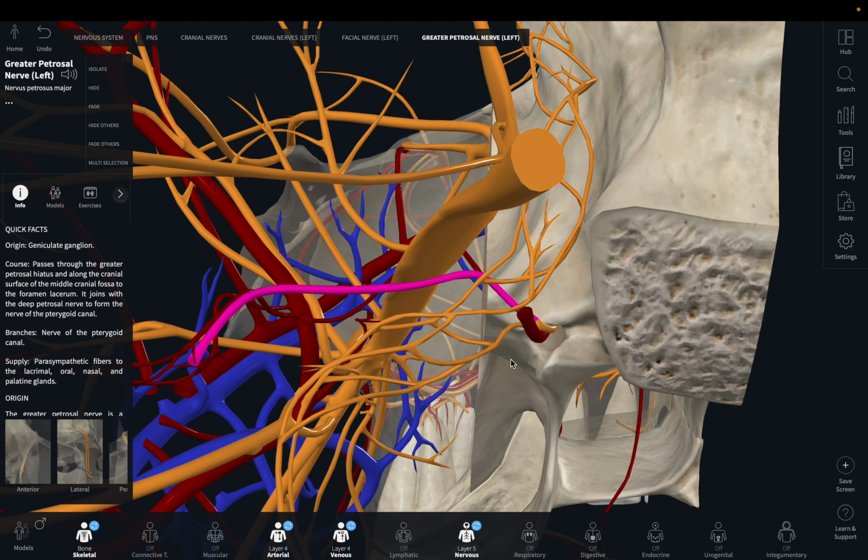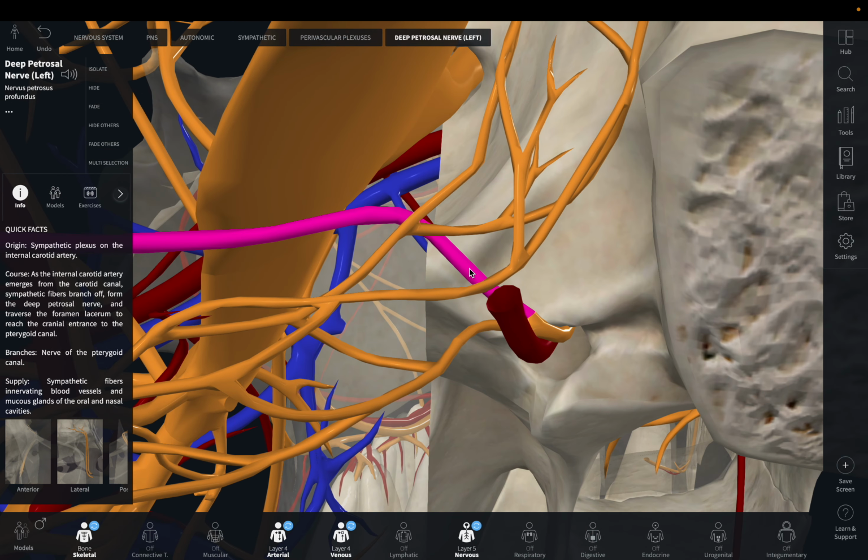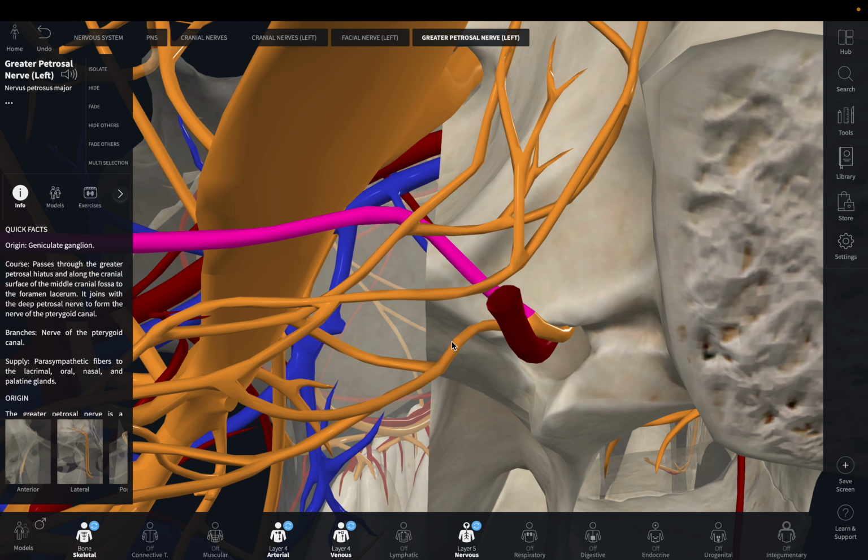It provides parasympathetic innervation, and it synapses within the pterygopalatine ganglion. But the deep petrosal nerve doesn't actually synapse. So it's postganglionic. This is postganglionic. And the greater petrosal nerve is preganglionic. The greater petrosal nerve is preganglionic and synapses on the pterygopalatine ganglion and then sends out postganglionic fibers after that.